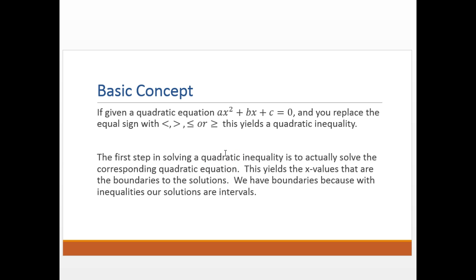Now, the first step in solving any quadratic inequality is to actually solve the quadratic equation. Even though these are less than or equal to or greater than or equal to, we're actually going to solve the equal to part first, because this yields the boundaries to the solutions. And the reason we have boundaries to solutions is because in inequalities, our solutions are actually intervals.